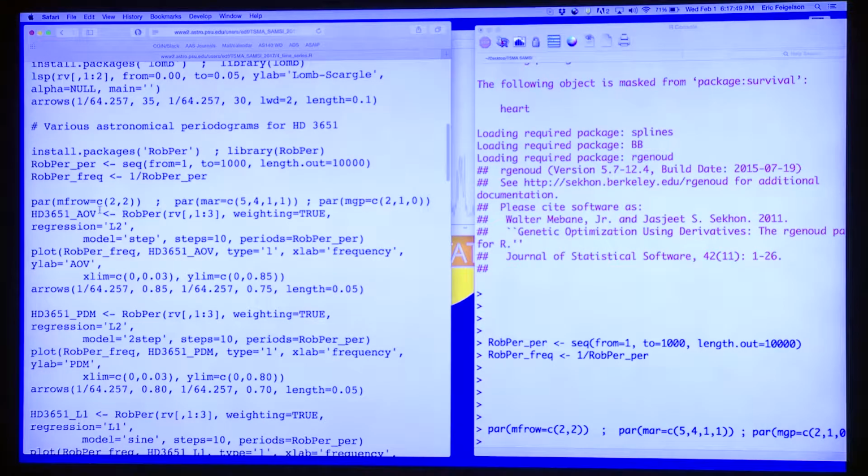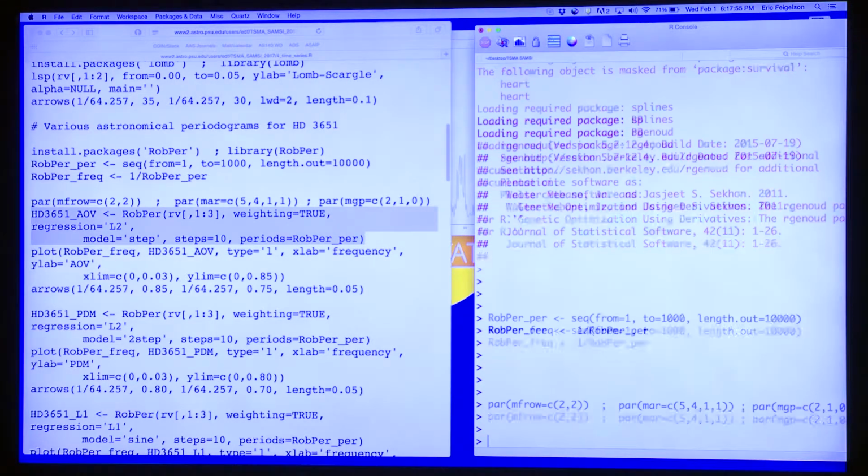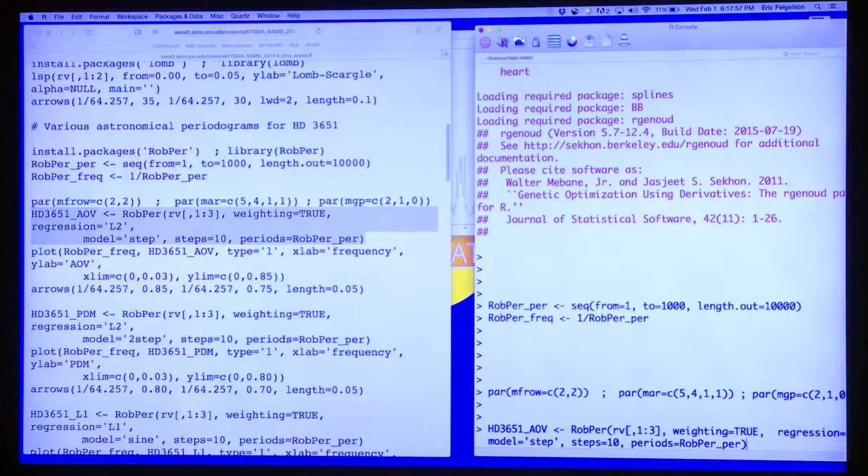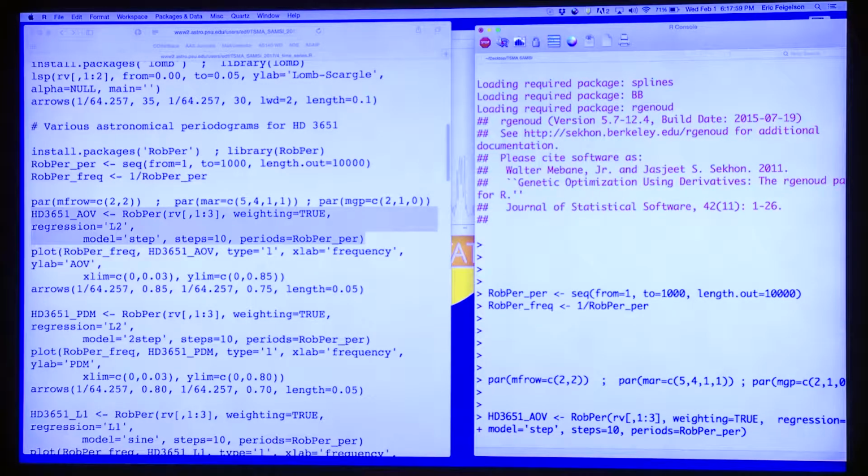Okay, the first one is by Schwarzenberg-Czerny, who's been an astrostatistician for many years from Poland. He has a periodicity method that's related to analysis of variance. And I'm now going to run it. In this case, I'm doing heteroscedastic weighting. Weighting is true. I'm doing an L2 regression. That means it's a least squares. I'm taking 10 steps of his algorithm. I don't remember the algorithm.